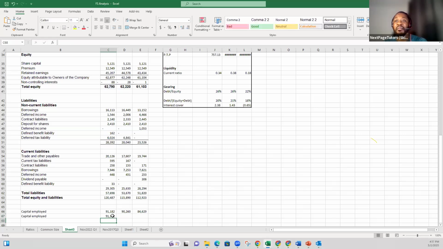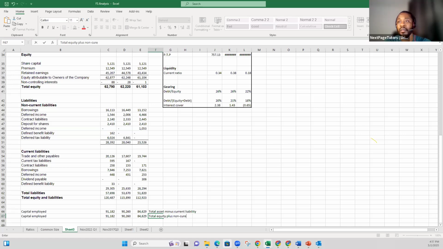That's it, and it will give me the same thing. So for the purpose of your notes now, we can say capital employed: the first one is total assets minus current liabilities, while this one is total equity plus non-current liabilities. And this is what we've done.